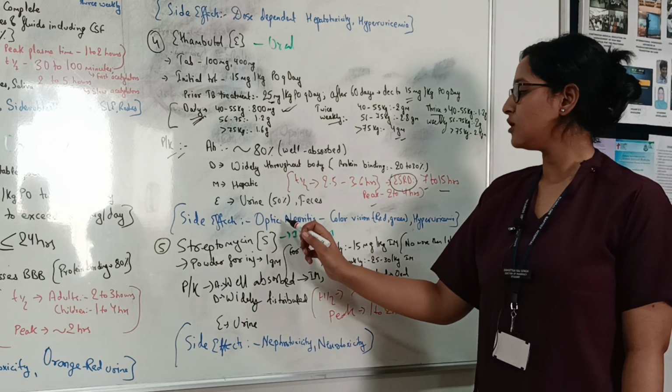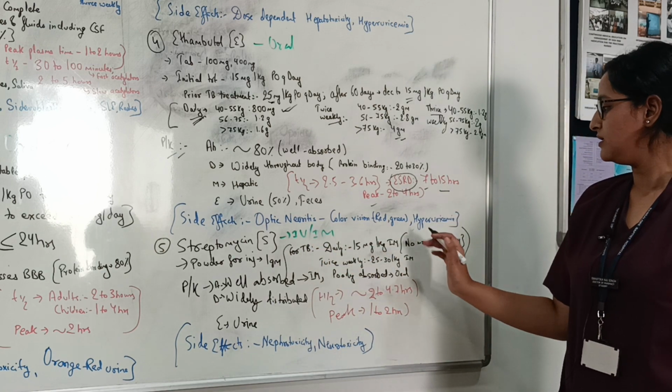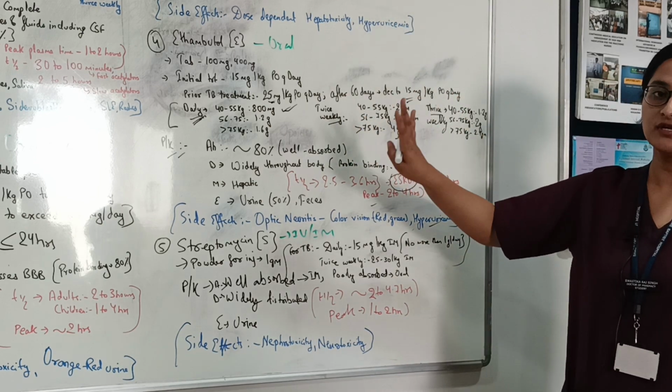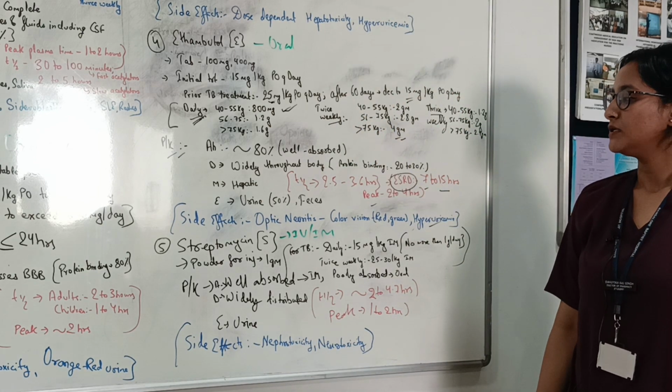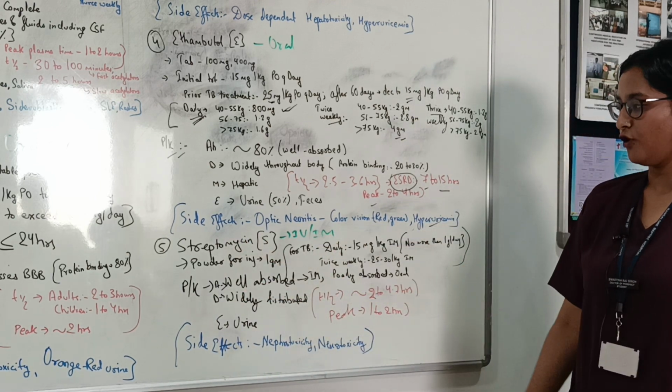The side effect is optic neuritis, affecting the red and green color vision, and hyperuricemia. As I told, only pyrazinamide and ethambutol cause hyperuricemia. So the last drug is streptomycin, which is in IV and IM form.